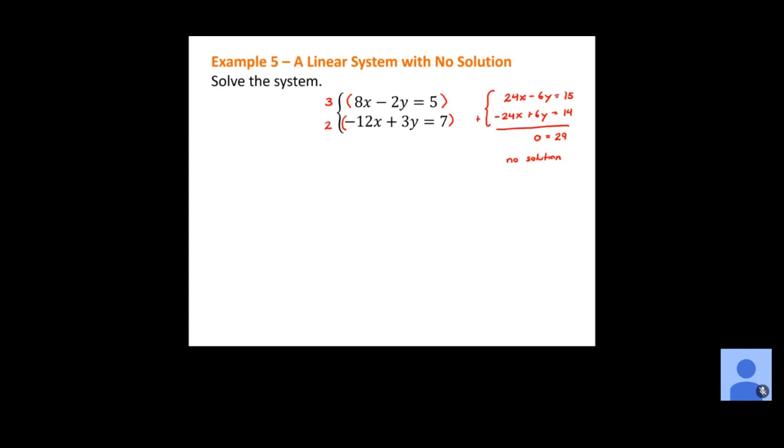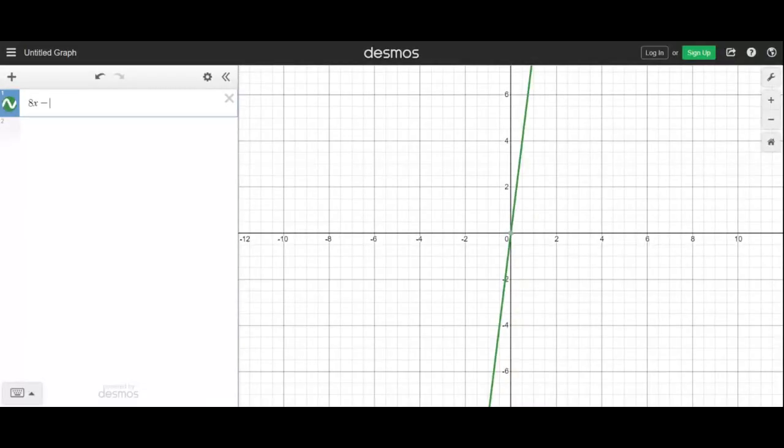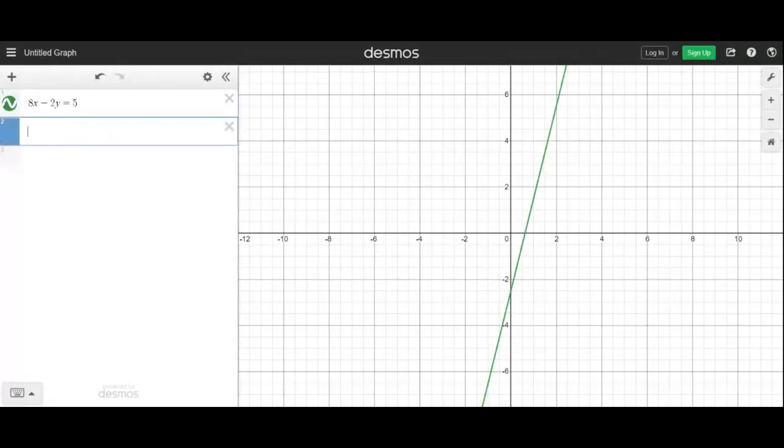So that's what I'm going to do now. Switch over to Desmos just to check ourselves. So we have 8x minus 5. We're going to have negative 12x plus 3y equals 7. And we can see there on the graph that we do indeed have parallel lines. They're never going to intersect. We're not going to have a point of intersection. Therefore, there is no solution to that system.